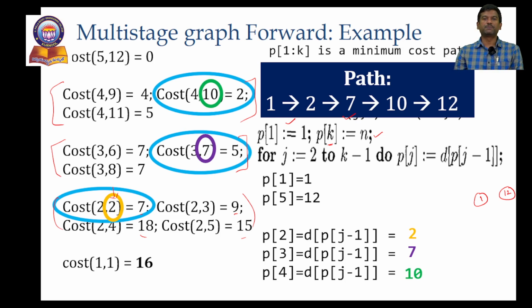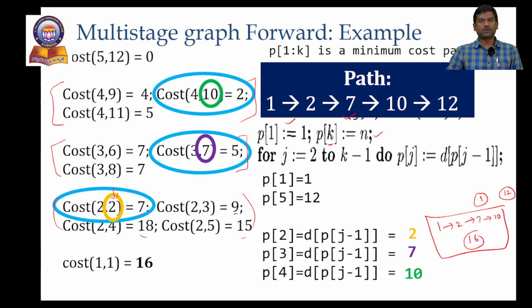That is the minimum cost for the multi-stage graph problem which can be solved. From 1 we can reach 2, from 2 we can reach 7, from 7 we can reach 10, with the total cost equal to 16. So there are two parts which have been identified. The cost has been identified. What is the minimum cost for the given multi-stage graph problem? According to our problem, 16 is the minimum cost, and the path has also been identified.